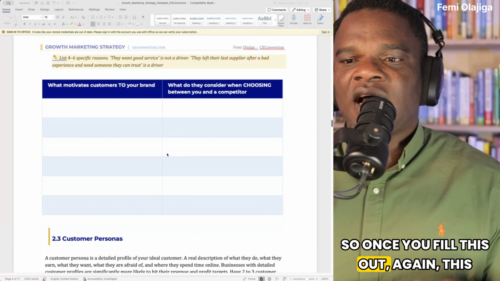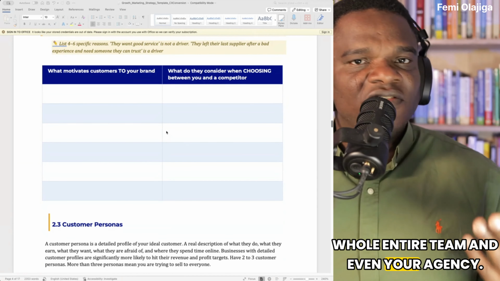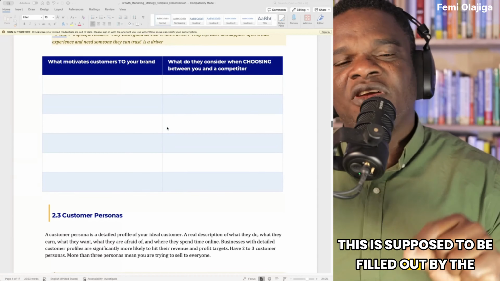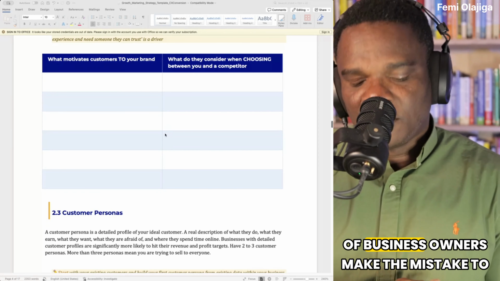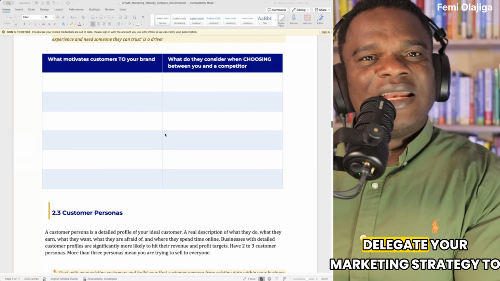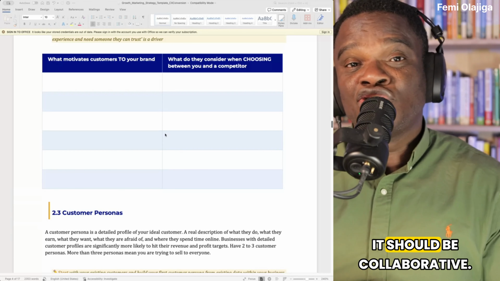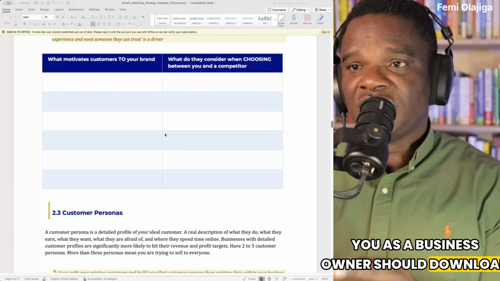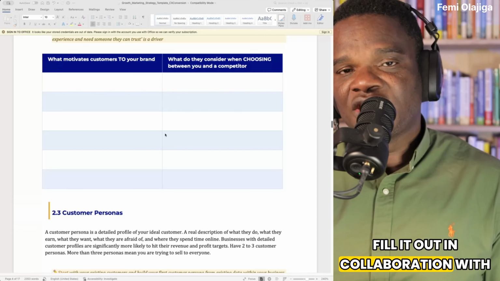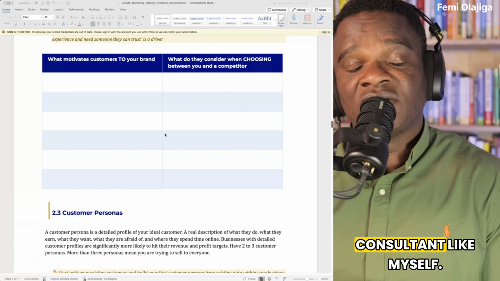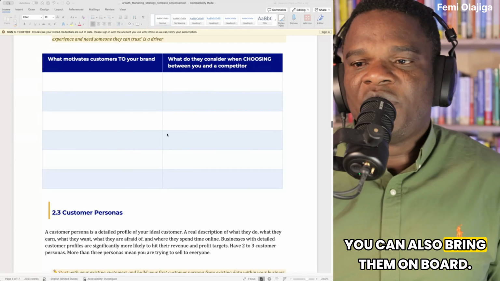So once you fill this out, this information you need to share with your whole entire team and even your agency. This is supposed to be filled out by the business owner, not your agency. I see a lot of business owners make the mistake of delegating their marketing strategy to an agency or even a consultant. It should be collaborative. You as a business owner should download this growth marketing strategy template and fill it out in collaboration with your leadership team or a marketing consultant like myself. And if your agency is a full service agency, you can also bring them on board.